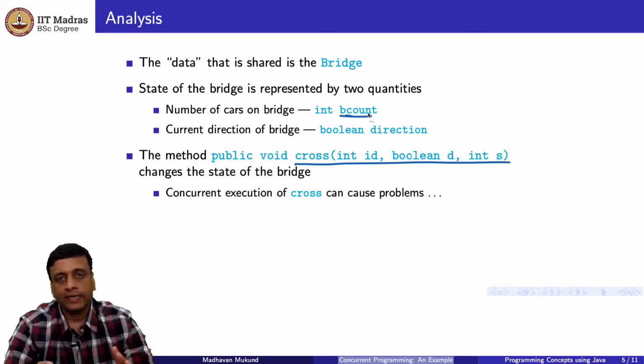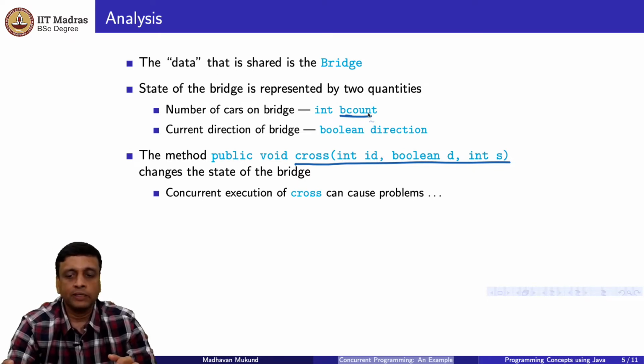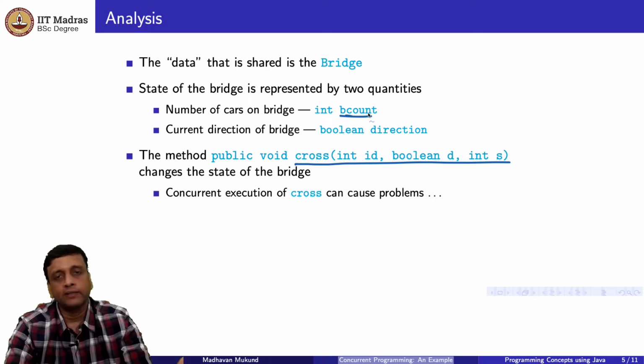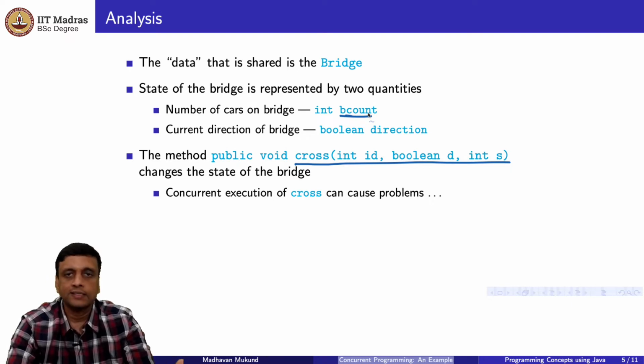So now we have a shared structure, which has these two instance variables B count and direction, and that is shared by the cars, and each car is trying to update it. So this is very similar to all the other problems we saw with bank accounts and all that. We have multiple threads, each car is going to be a parallel thread, and they are all trying to update this in their favor. And therefore, if we have a concurrent access to this cross function, then we are going to have possible inconsistencies in the state of the bridge.